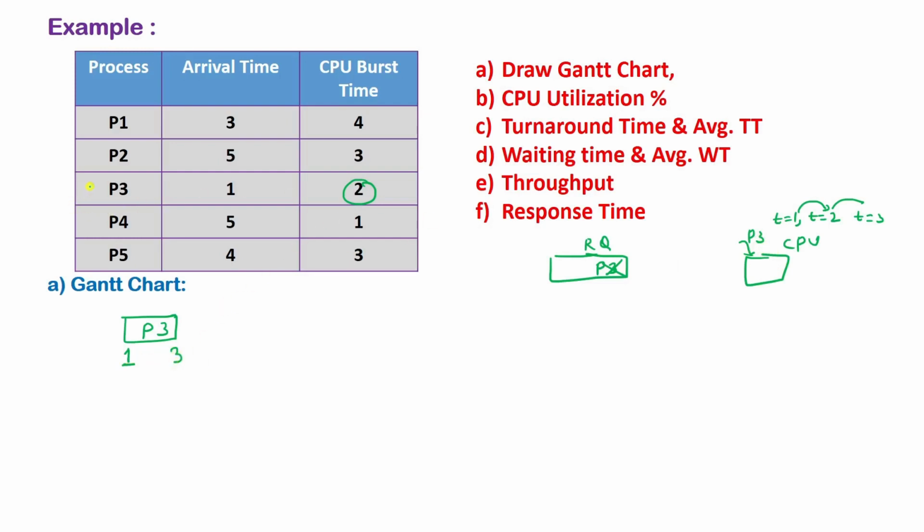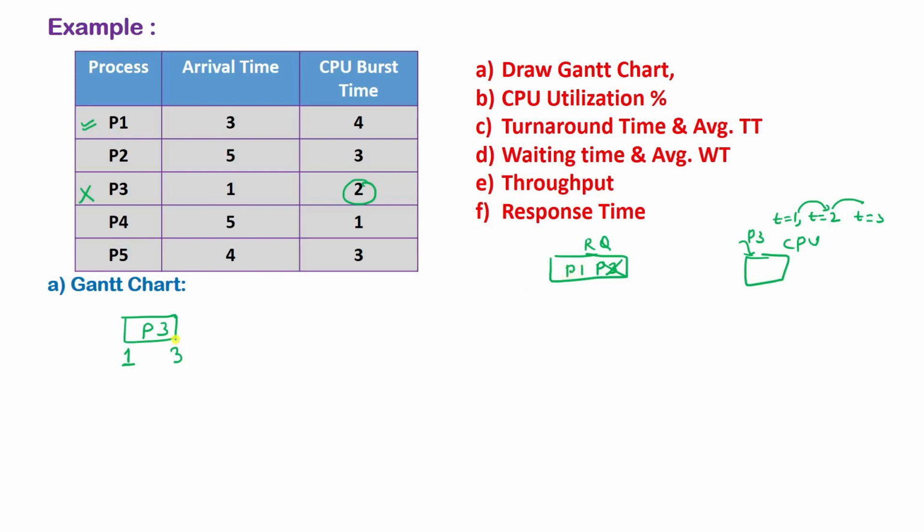Now this P3 is out of the CPU, and it is no more in the system. Now what is the next process that can come inside the ready queue? The current time is t equal to 3. So at t equal to 3, which process can come? Here you can see that after P3, P1 has arrived at t equal to 3 only, right? So P1 has arrived inside the ready queue.